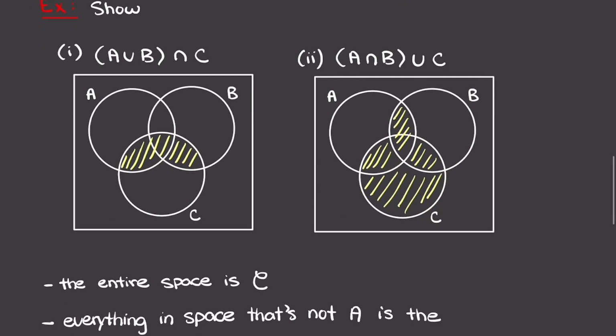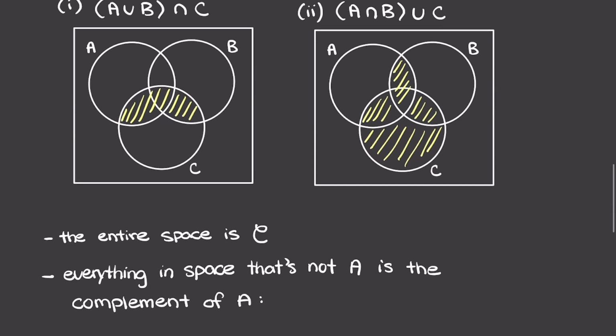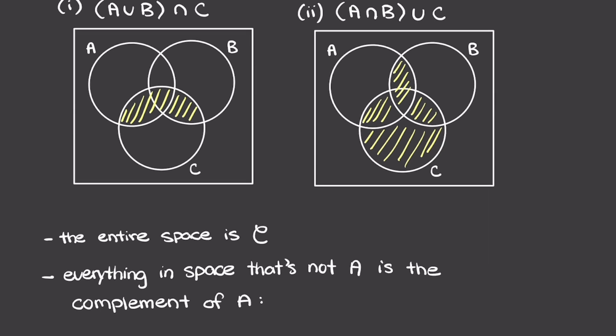So now something to also note here is the entire space, so everything that's possible to happen, is noted by this C. So the entire space is C. Everything in that space that's not part of a specific set A is what we call the complement of A. And that's written as A^C.